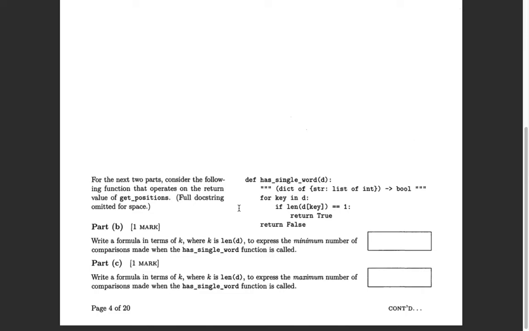Write a formula in terms of k, where k is the length of D, to express the maximum number of comparisons made. Well, it's hard for me to answer these questions. We didn't really tell you how dictionaries work. But in the worst case, access to a dictionary is equivalent to access to a list. Right? In the very worst case, the dictionary is as inefficient as a list. So the answer to part C should be k. You have to walk the entire dictionary to find the key. It's like the last thing that you've searched for.